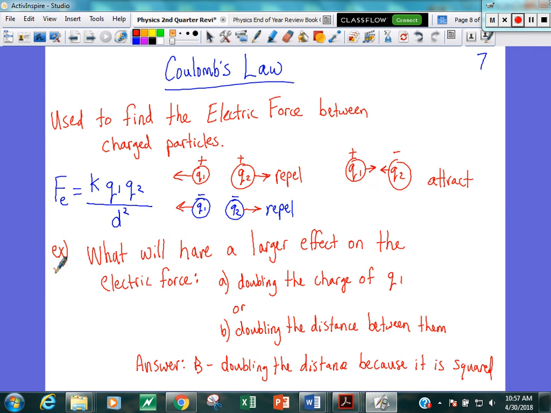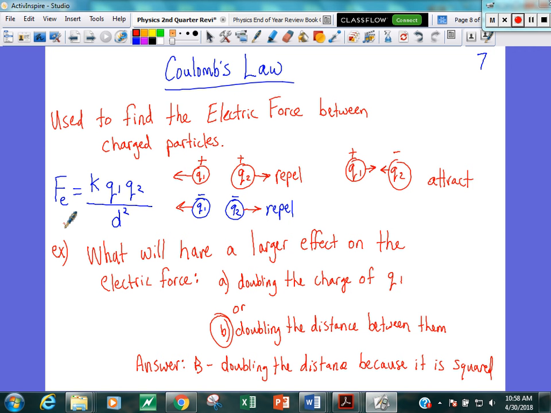So here's my example question. What will have a larger effect on the electric force? Is it A, doubling the charge of Q1? Or is it B, doubling the distance between the two particles? And I'm hoping that you're saying B is the correct answer. And again, the reason that distance has a larger influence on this force is that you're squaring it on the bottom. So because you're squaring it, it's going to have a larger influence on the force.